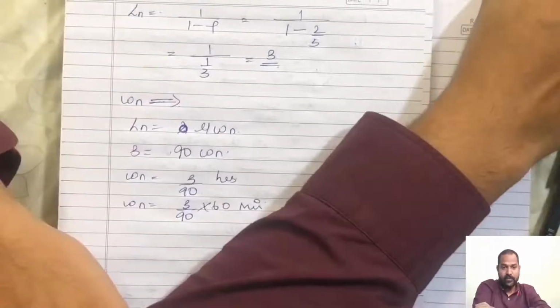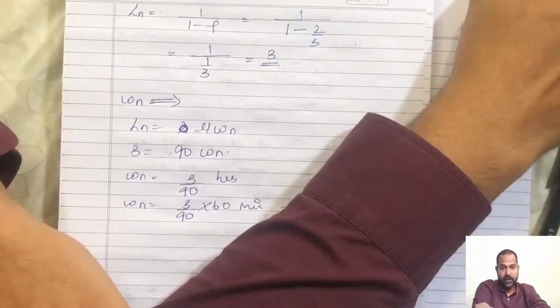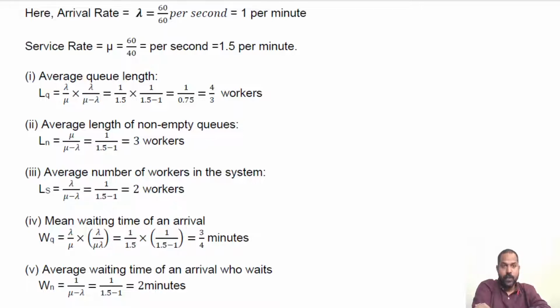Let's go back and check what their answer is. So length of a non-empty queue is 3 workers. Fantastic. Which is the same answer that we also got. Correct. And lastly, average waiting time of an arrival who waits is 2 minutes. That's it. Concept wise, queuing theory is done. All concepts are covered. Now the next, this was question number 4 if I'm correct.